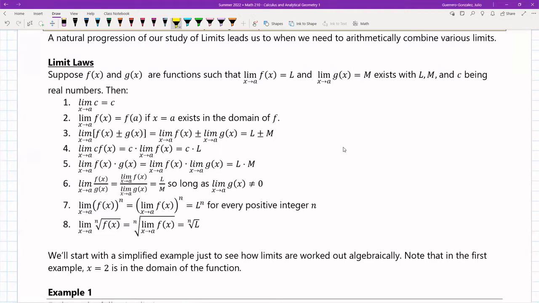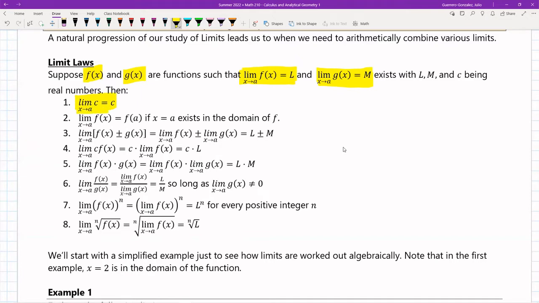So suppose we have a function f and a function g, such that the limit as x approaches a specific value a of f is L, and the limit as x approaches a of g is M. They exist, they're real numbers, L and M. And let's take another value c, we're going to need that in a second, being a real number. They are legit values, they are not "does not exist." And the following statements are always going to be true.